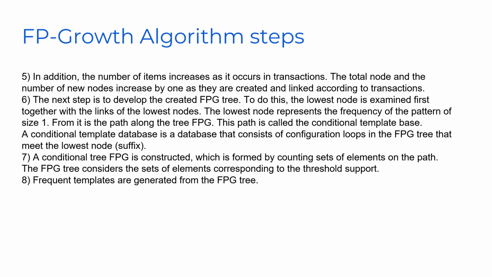A conditional FP tree is constructed, which is formed by counting sets of elements on the path. The FP tree considers the sets of elements corresponding to the threshold support. Frequent patterns are generated from the FP tree.